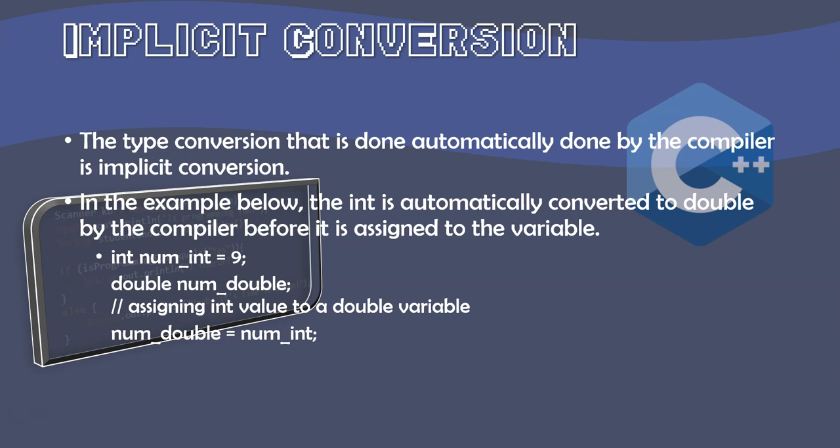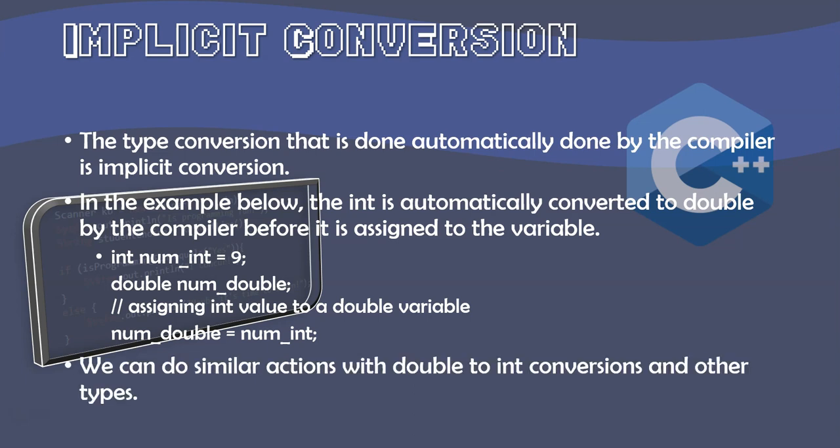So here I have int num_int is equal to 9, double num_double, and we're going to assign that to a double variable. And so num_double is equal to num_int. Notice there's no parentheses here or anything like that to indicate that we need to do a conversion. Instead, this is all handled automatically by the compiler.